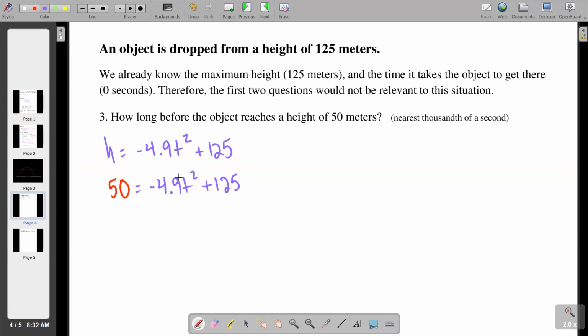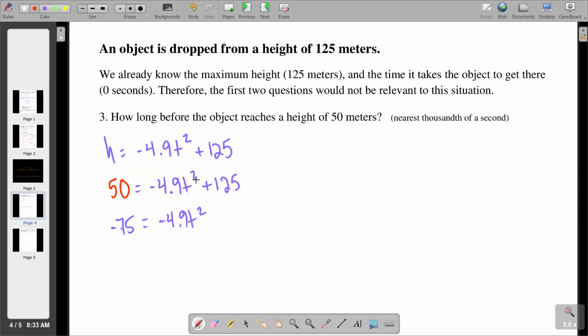If you want to use the quadratic formula, go ahead. I'm not going to support it. I'm not going to do it with you. But what we're going to do is take a shortcut method. Step 1, we're going to move the 125 to the other side. So we're going to be left with negative 4.9 t squared equals negative 75. Everybody okay? And then we're going to divide both sides by negative 4.9.